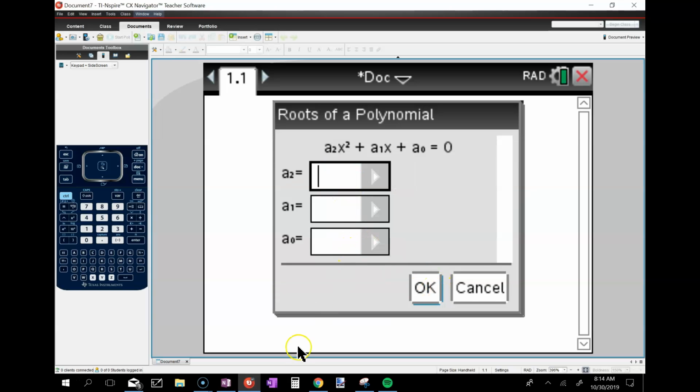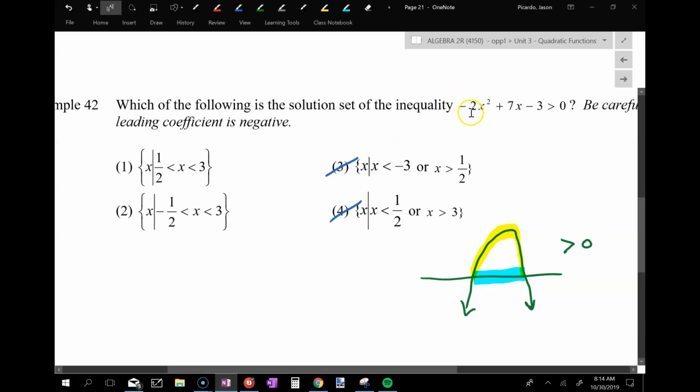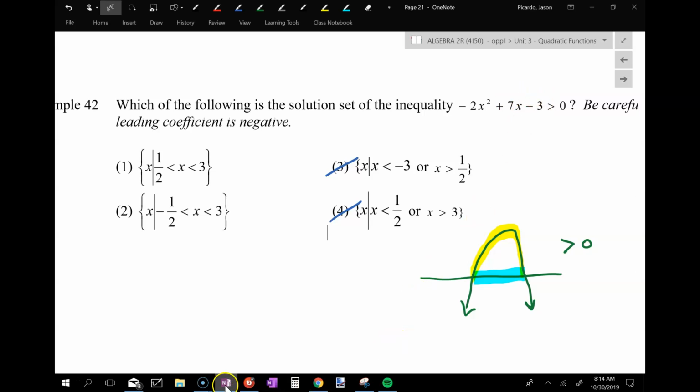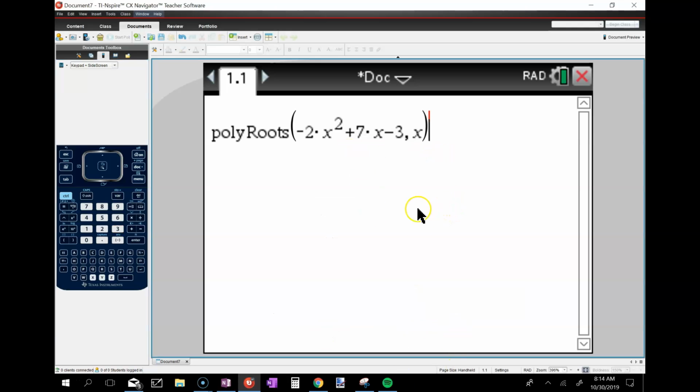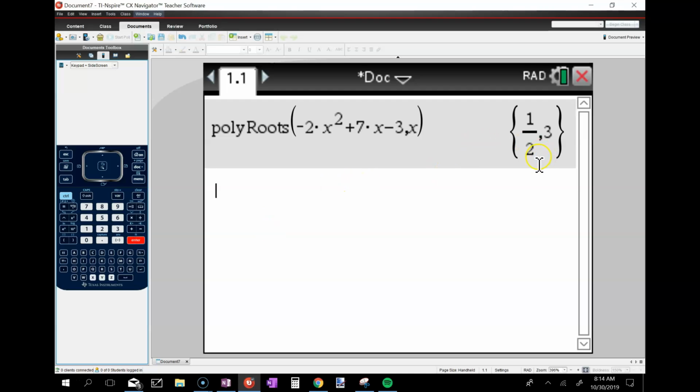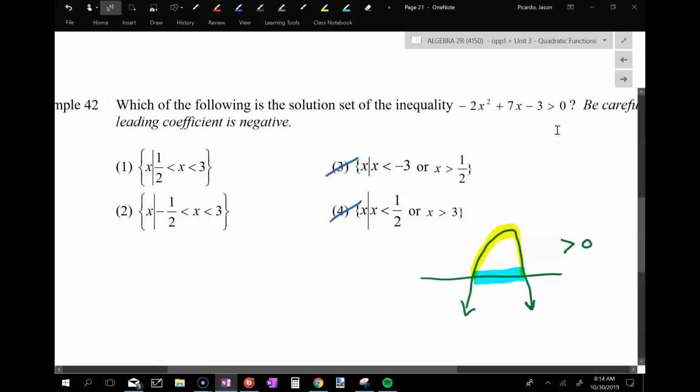And then all I'm going to do, guys, is I'm literally going to type in the coefficients. So I have a -2, +7, -3. And it looks just like that, right? And this will give me the roots. Just that simple, okay? And we'll be doing more with that, okay? That's not the first time we'll do that. So I have roots of 1/2 and 3, 1/2 and 3, and so it's got to be choice 1.